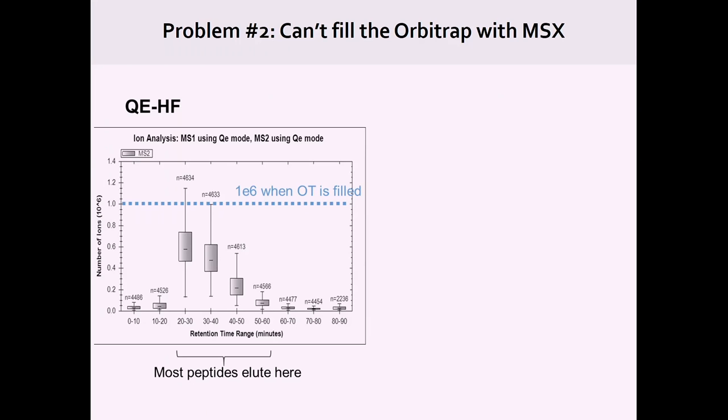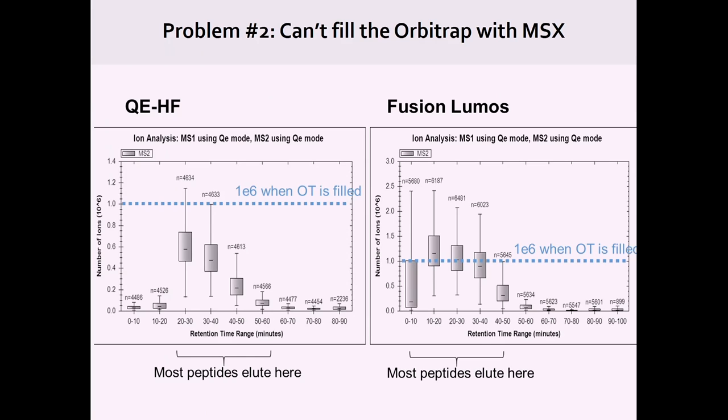So that means in many cases, at least with the QE HF or the QE Plus or the QE Classic, almost every single scan was underfilled. So yes, we gained this really improved selectivity by basically running 4 mass-to-charge worth of data, but we definitely lost some sensitivity.